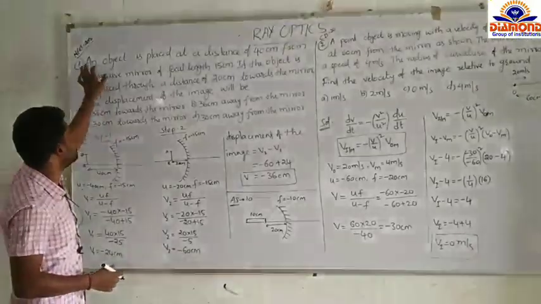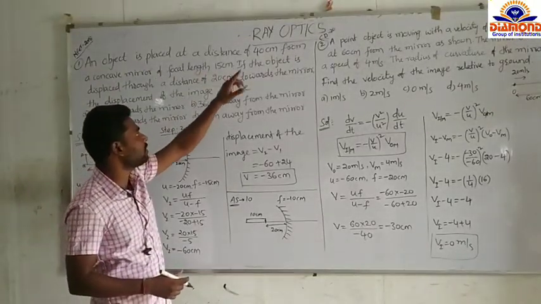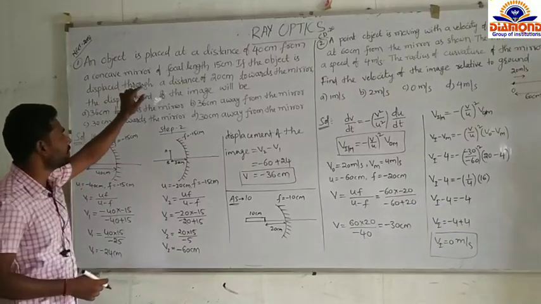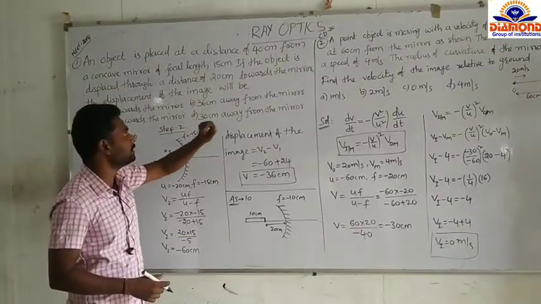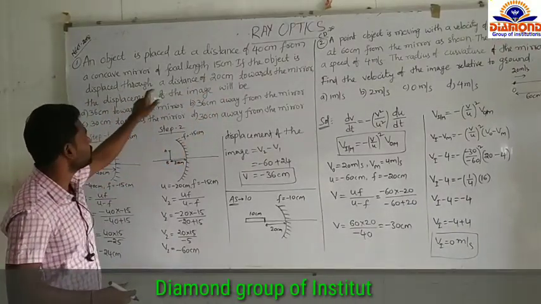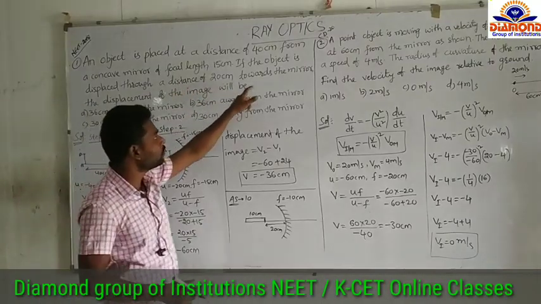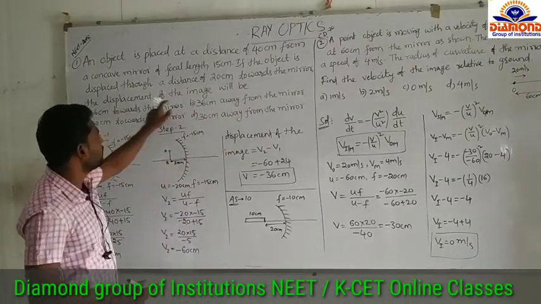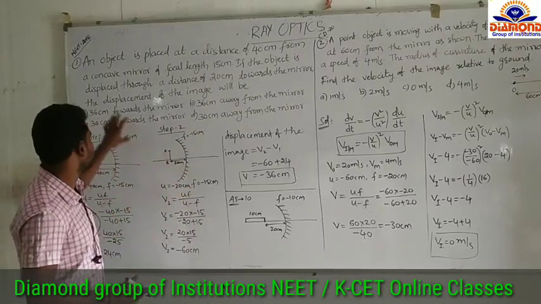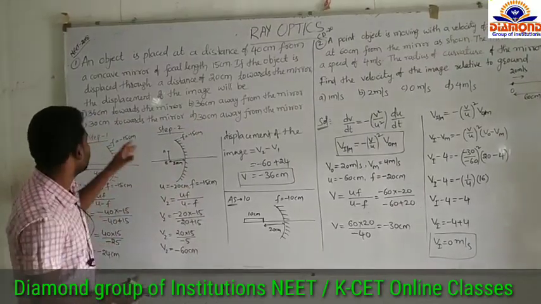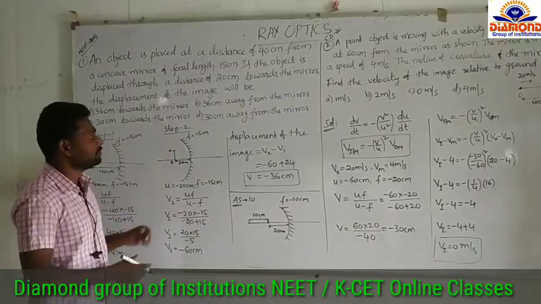The question is: an object is placed at a distance of 40 centimeter from a concave mirror of focal length 15 centimeter. If the object is displaced through a distance of 20 centimeter toward the mirror, the displacement of the image will be. This is the question and these are the four options. Now I am dividing this answer into two parts.